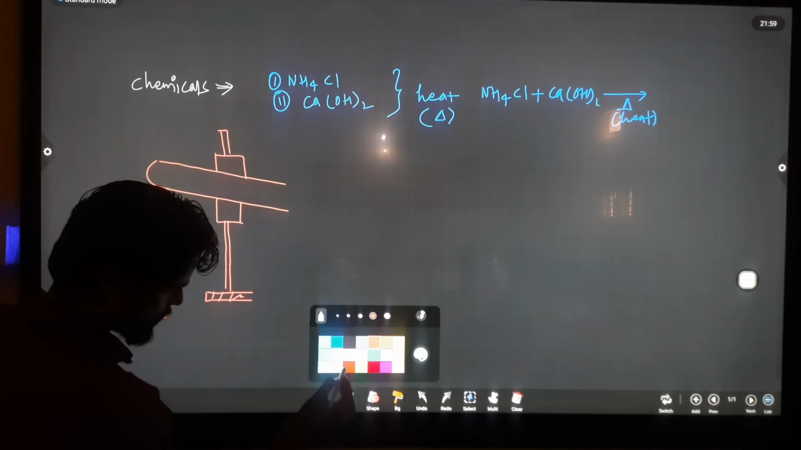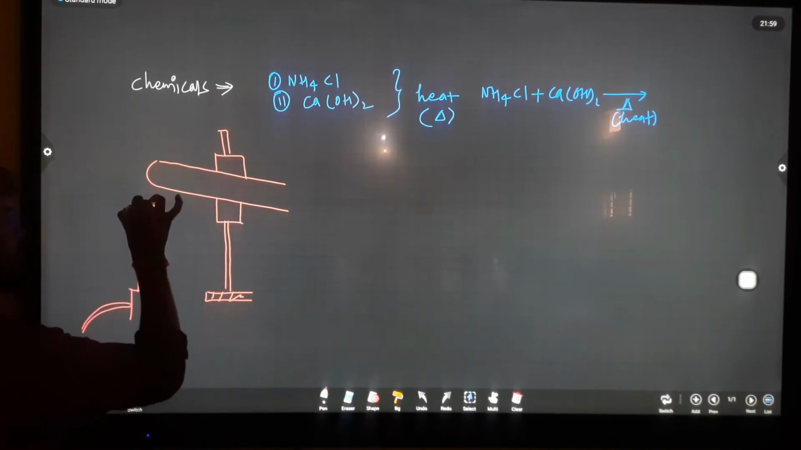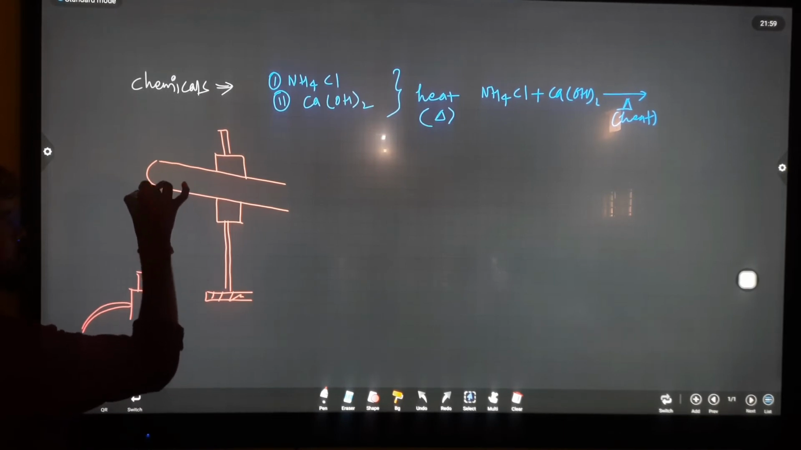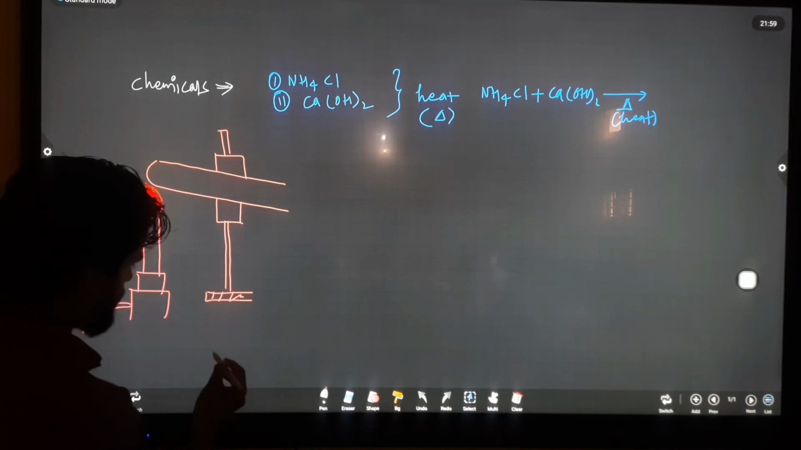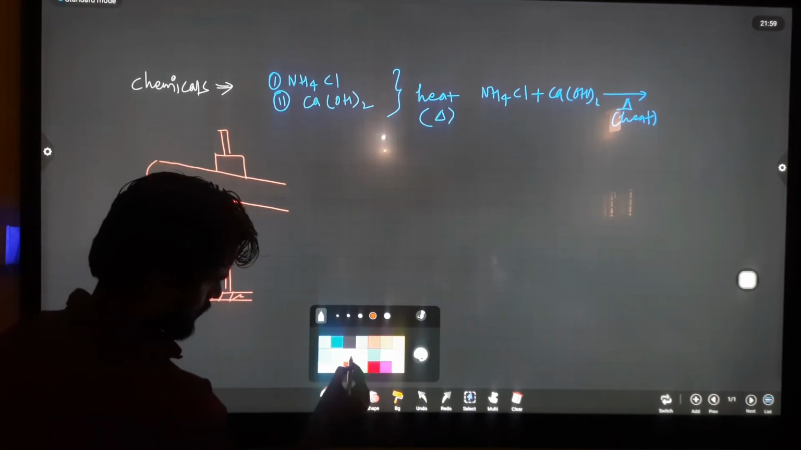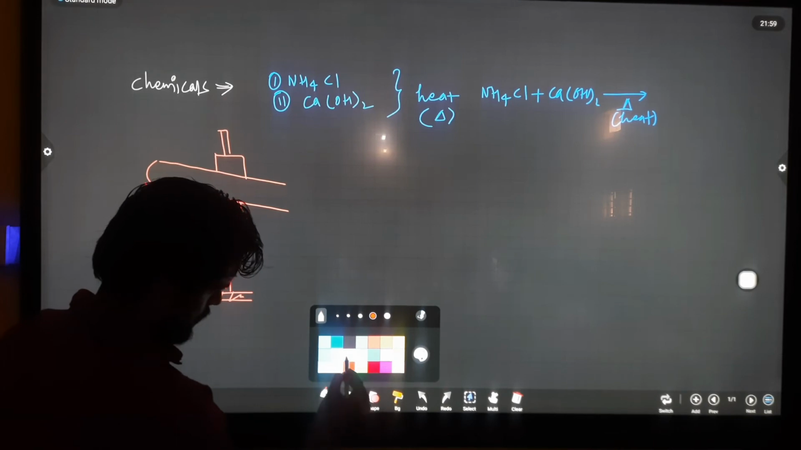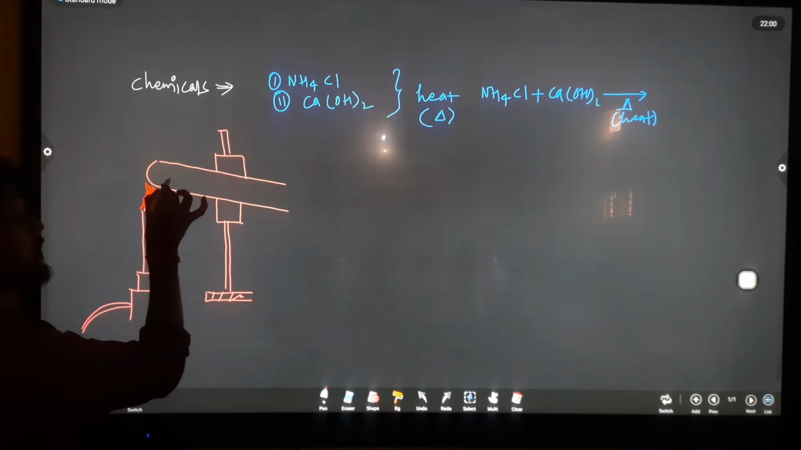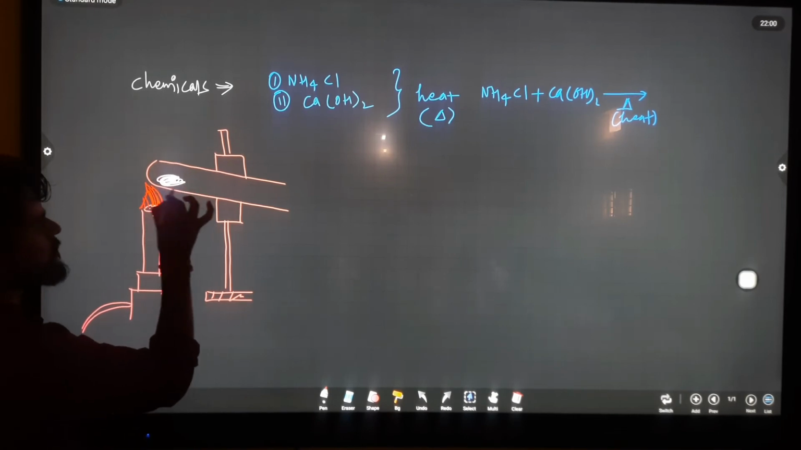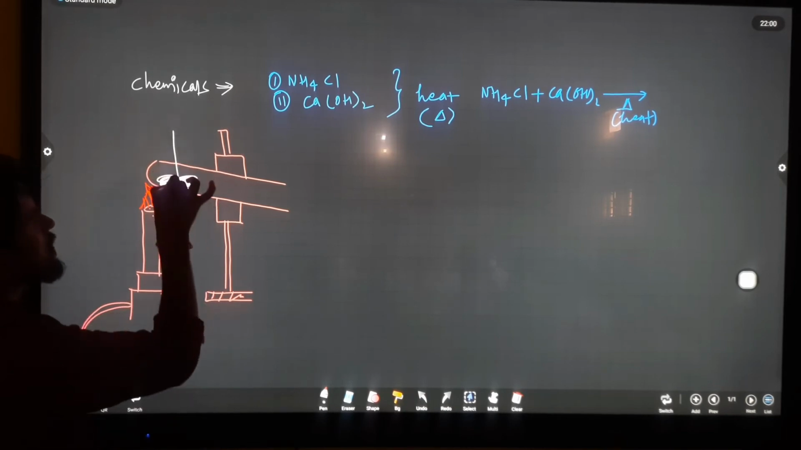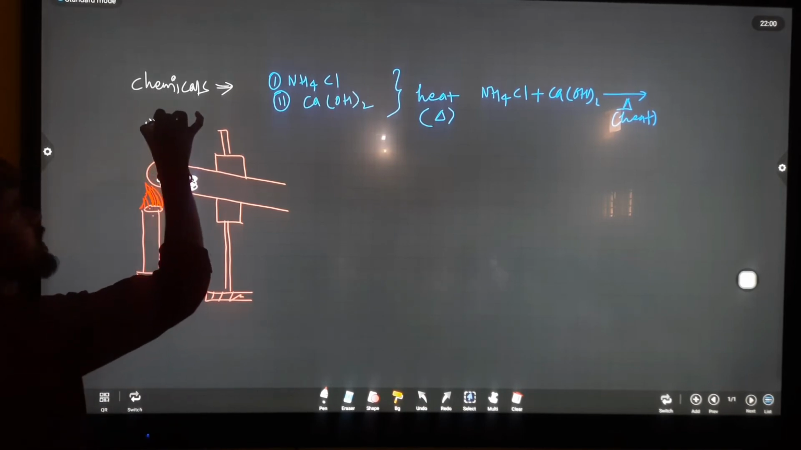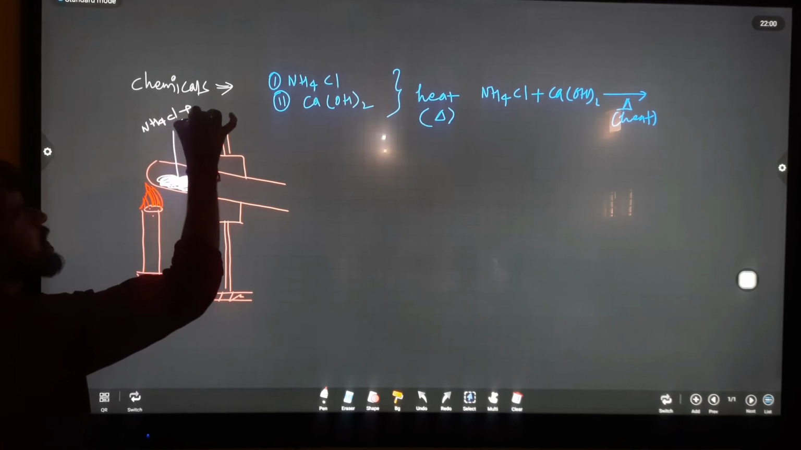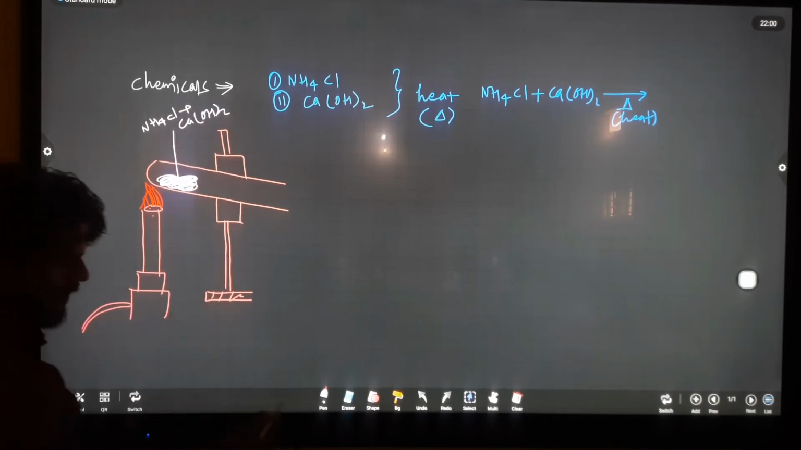The burner is connected to a cylinder, and here is the heat, the fire. Here we have to keep the mixture. This is a mixture of NH4Cl plus calcium hydroxide.